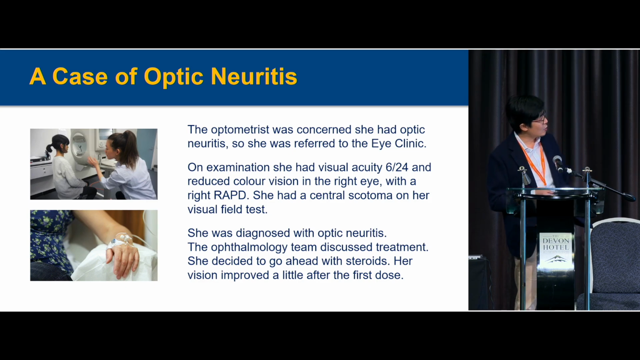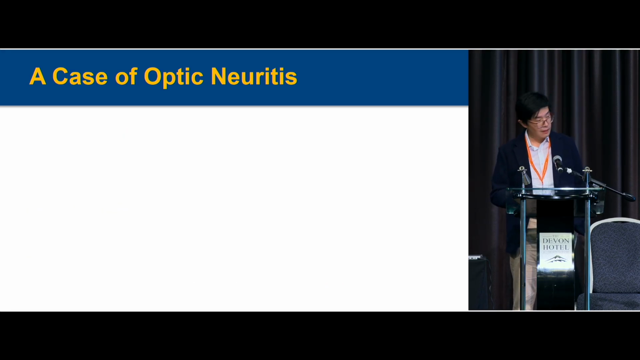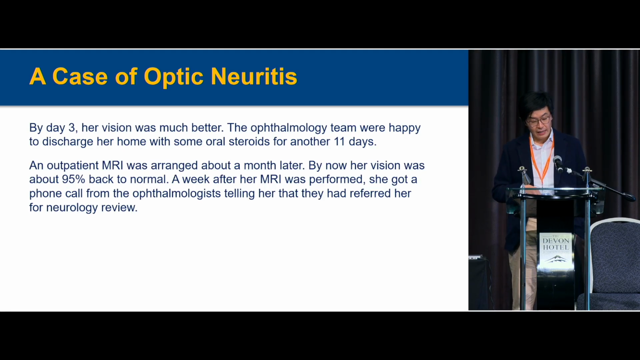She was then diagnosed with optic neuritis, and the ophthalmology team discussed treatment with her, and she decided to go ahead and have steroids, and her vision improved a little bit after the first dose. By day 3, her vision was much better, and the ophthalmology team were happy to discharge her home with some oral steroids for another 11 days. She then went on to have an outpatient MRI, and that was arranged about a month later.